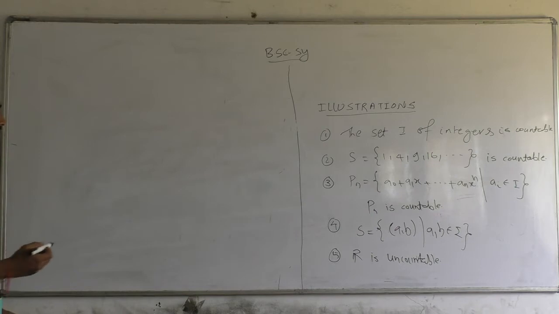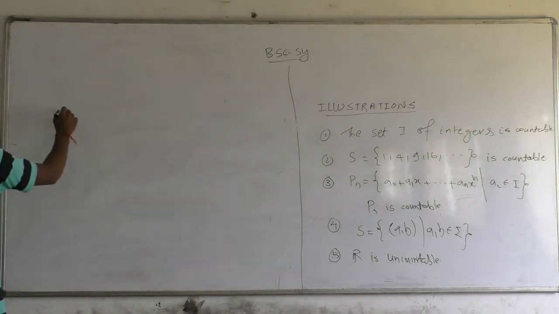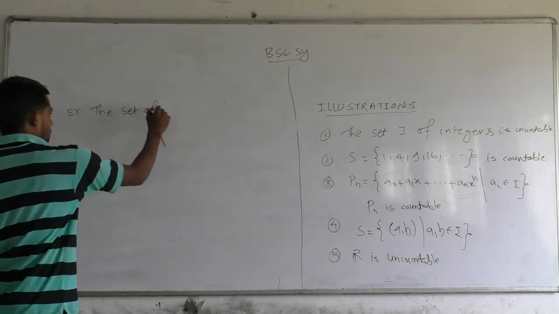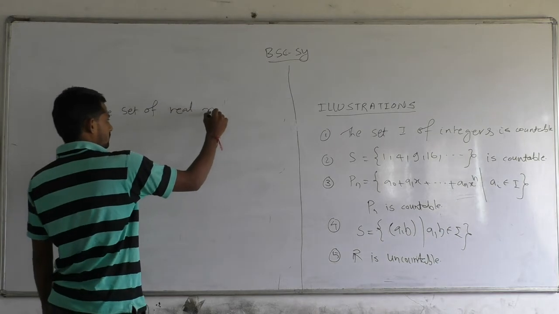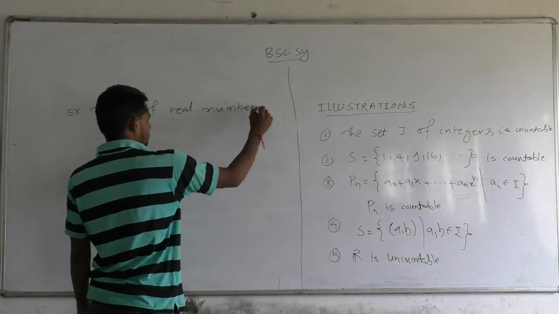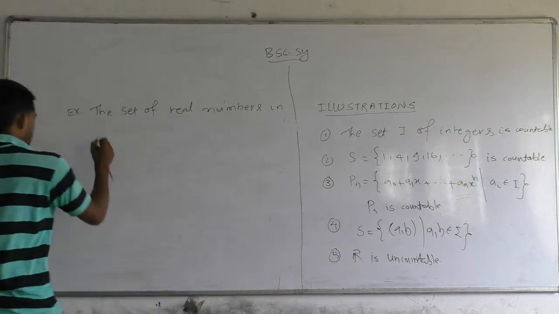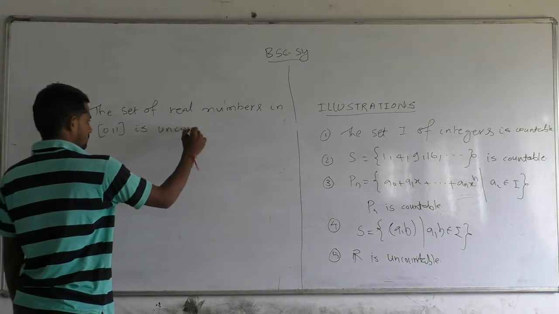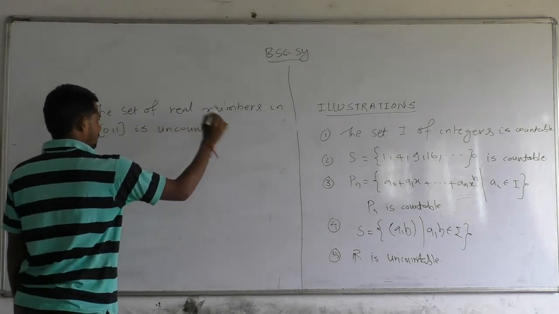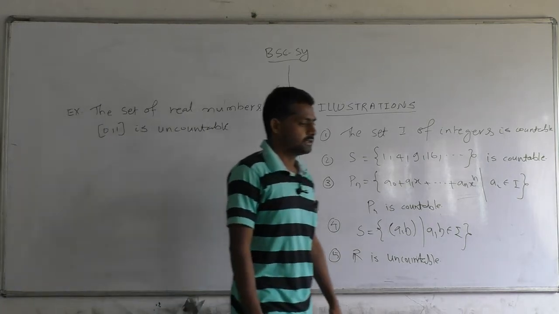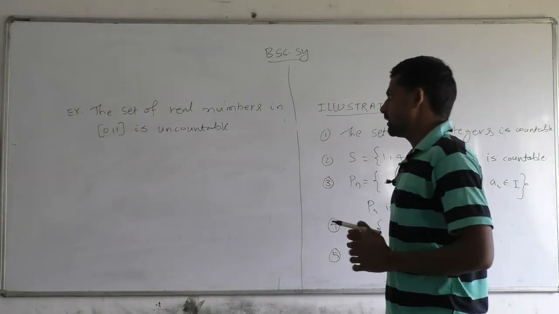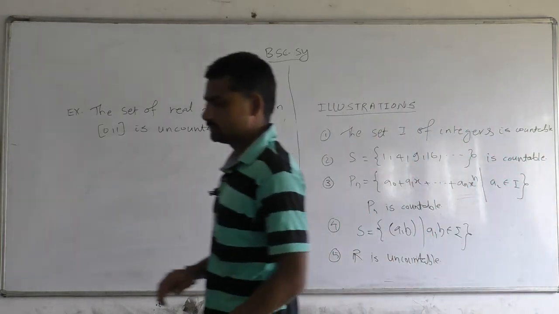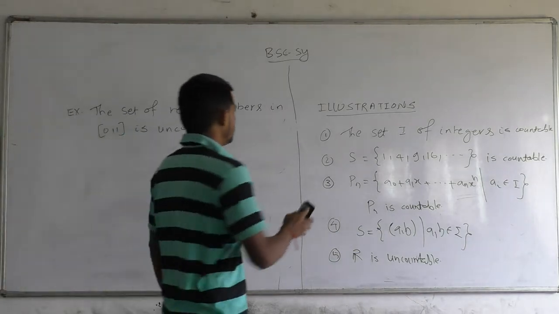The set of real numbers in the closed interval 0, 1 is uncountable. Now we have to prove this. The set of real numbers in the closed interval 0, 1 is uncountable. So I am going to prove this by the contradiction method.